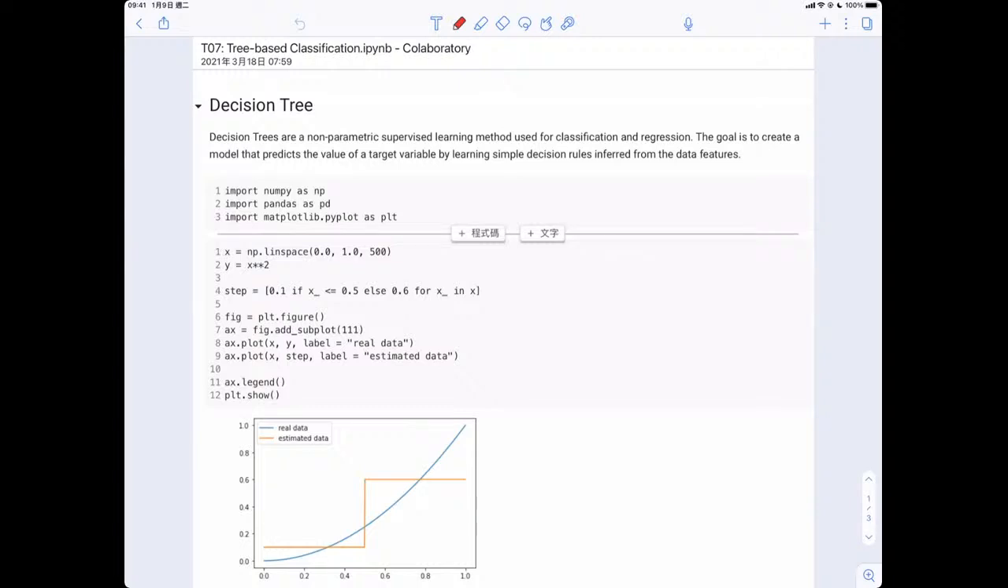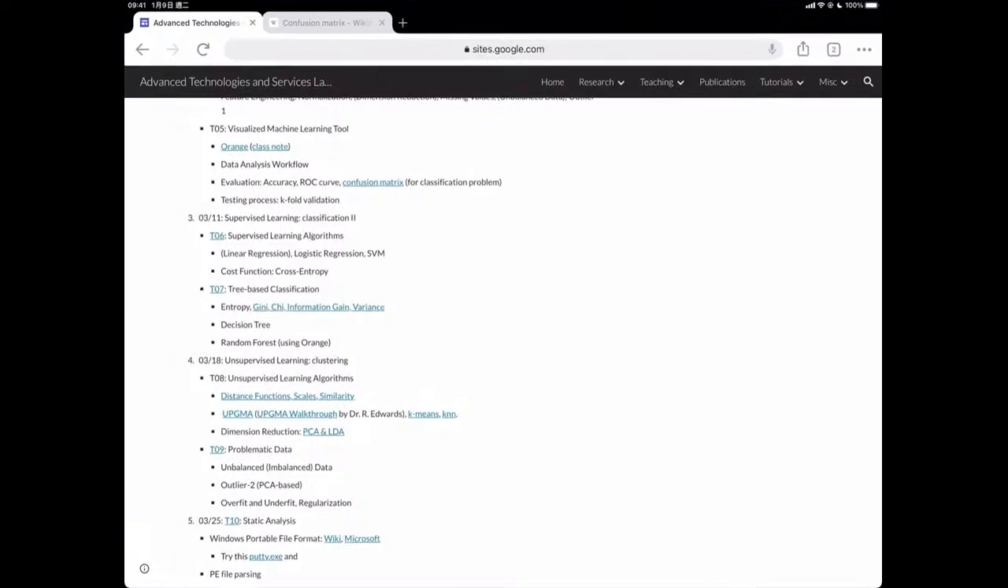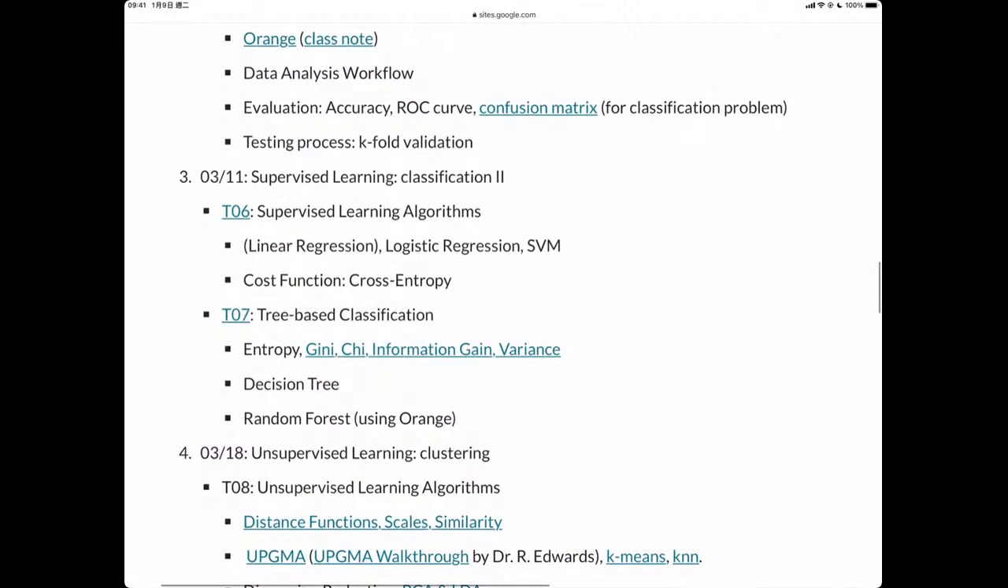Okay, let's continue our next topic. If you take a look at our schedule, currently we are at T07, topic number 7, tree-based classification. I will show you several different techniques to analyze data.